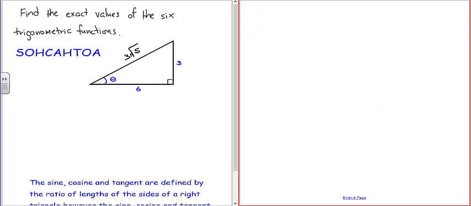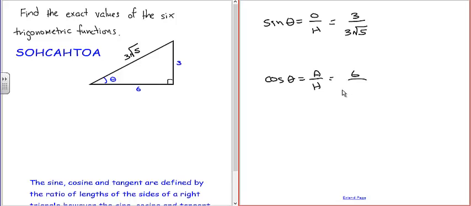Now once you have all the sides, you can easily do it. You can say the sine of theta is opposite over hypotenuse. So we get 3 divided by 3 times the square root of 5. I'm going to go back and simplify that in a second. Let's just get the numbers. Cosine of theta is adjacent over hypotenuse, and the tangent of theta is opposite over adjacent.